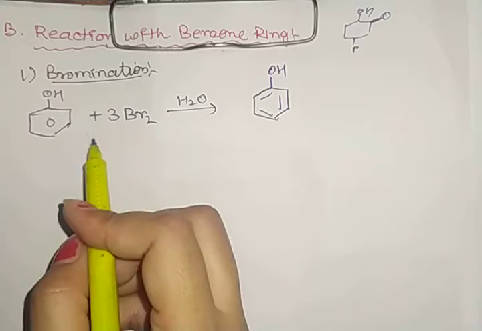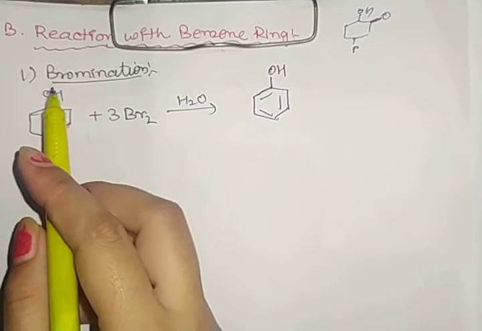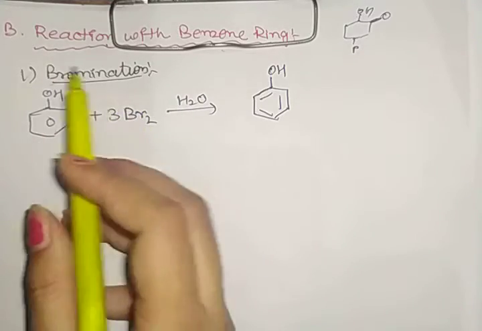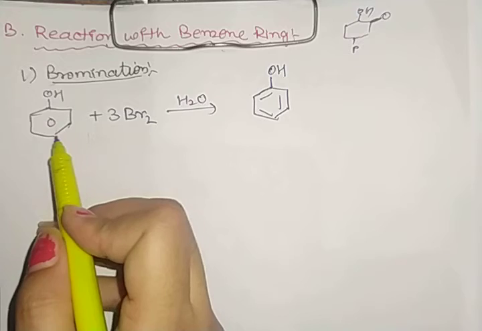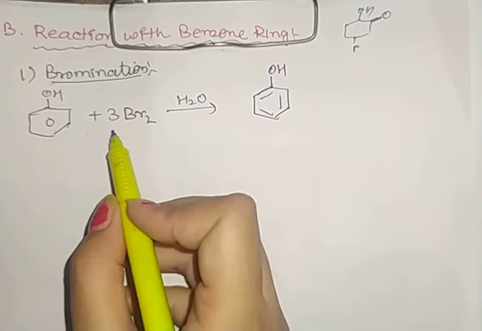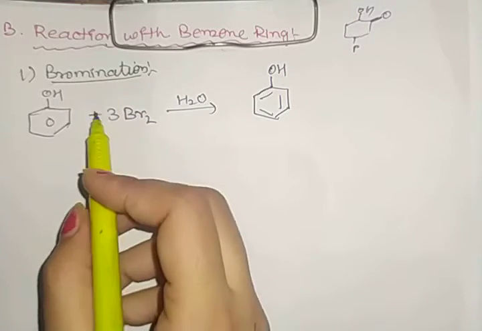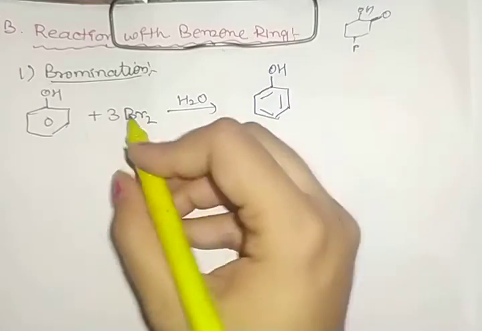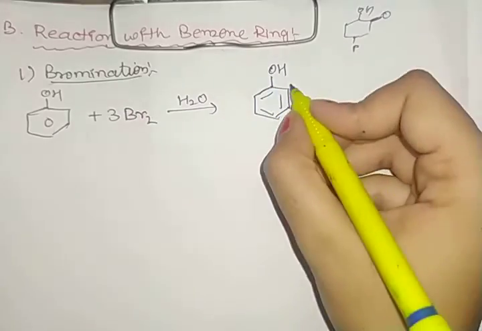So simply we say halogenation reaction. In halogenation, when we are treating something with bromine, that is known as bromination. Okay, so we are taking here phenol. We treat phenol with bromine water, that is bromination in the presence of water. So what is formed here? As you can see, here we have 3 bromine atoms.